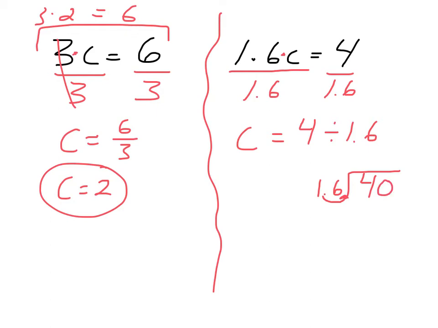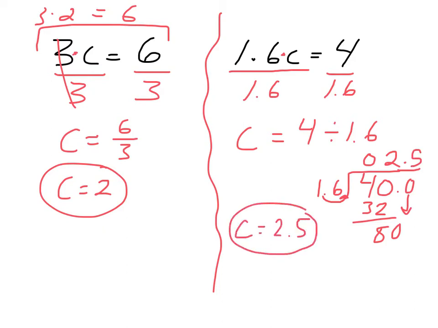And 16 goes into 4 0 times, but it goes into 40. 5 times 16 would be too much. 4 times 16 would be too much. 3 times 16 would be too much, so twice. 2 times 16 is 32. 40 minus 32 is 8. So I'm dealing with a decimal. Bring down a 0. 16 goes into 80 5 times, because 5 times 16 is 50 plus 30, which is 80. So c equals 2.5. So the opposite of multiplying is to divide, and I divided both sides by 1.6.